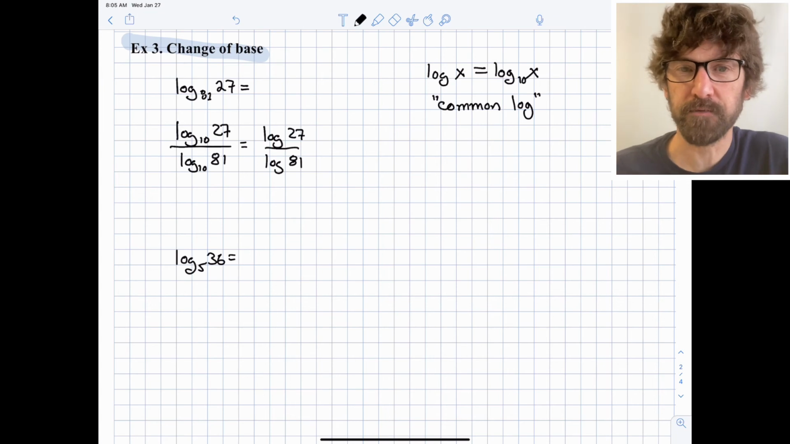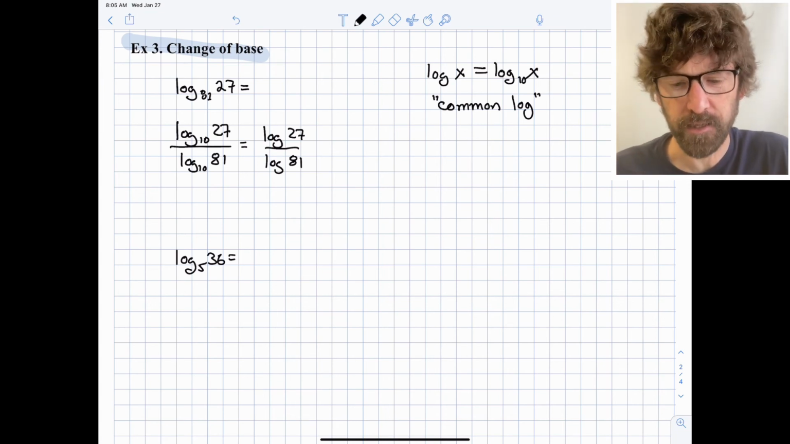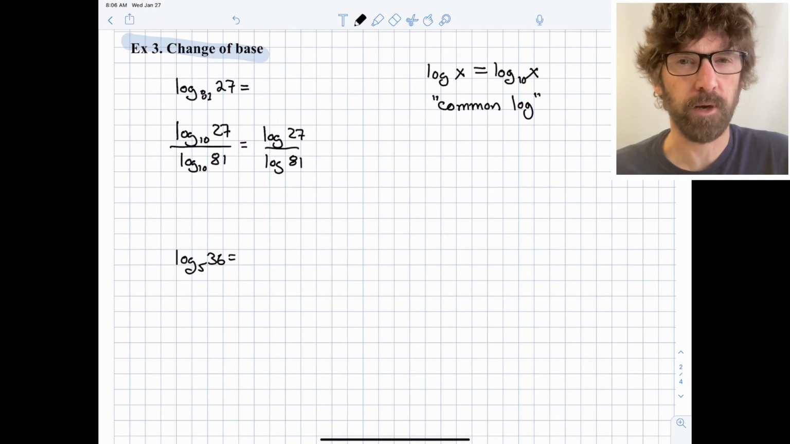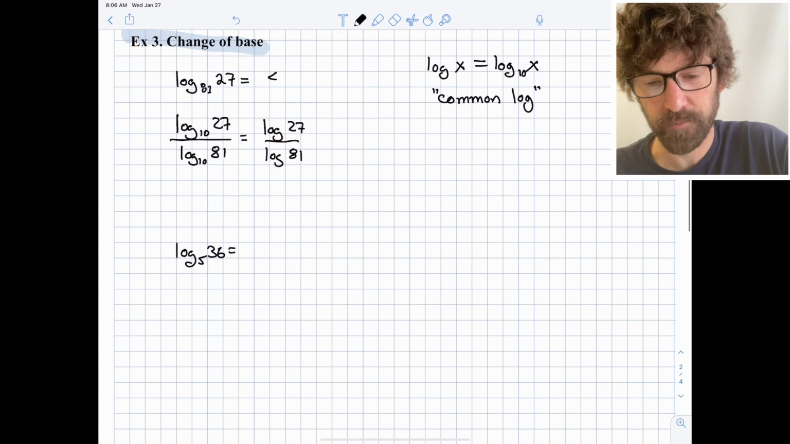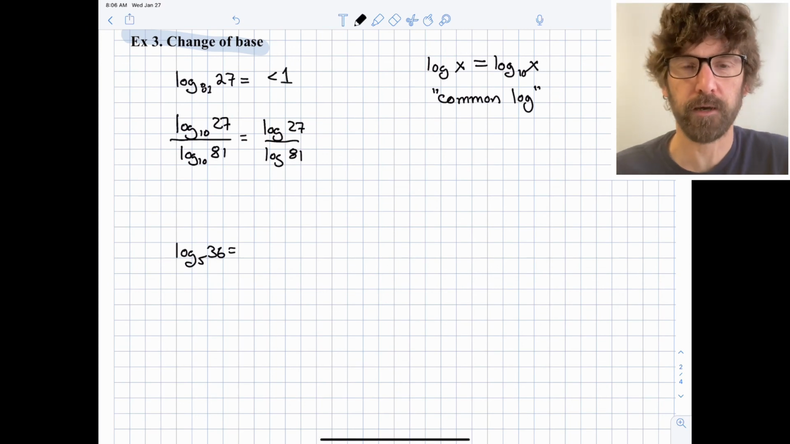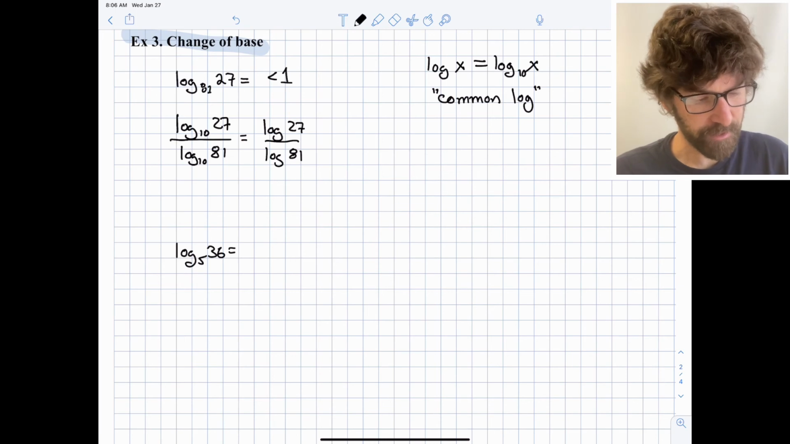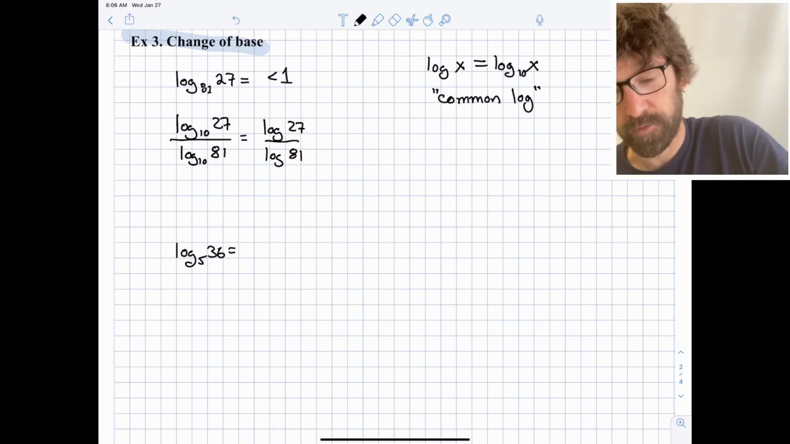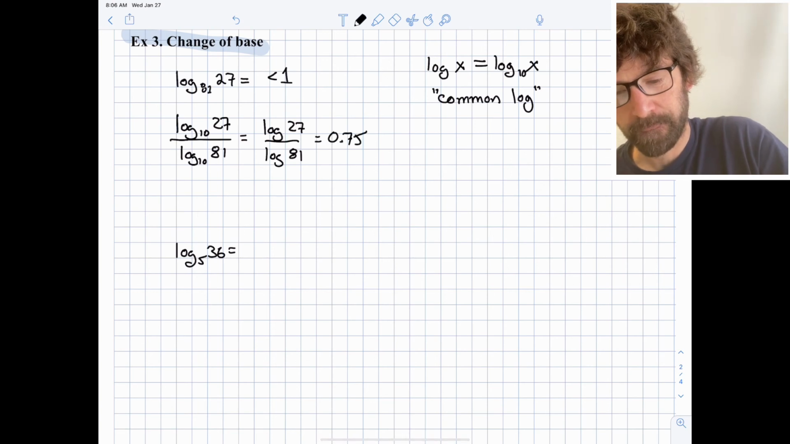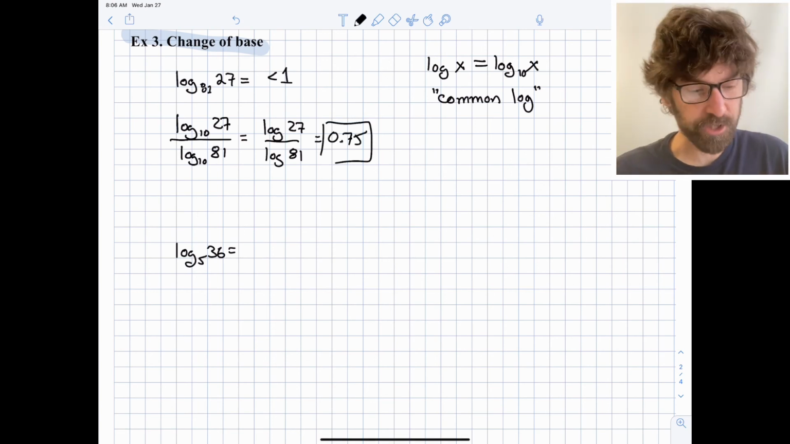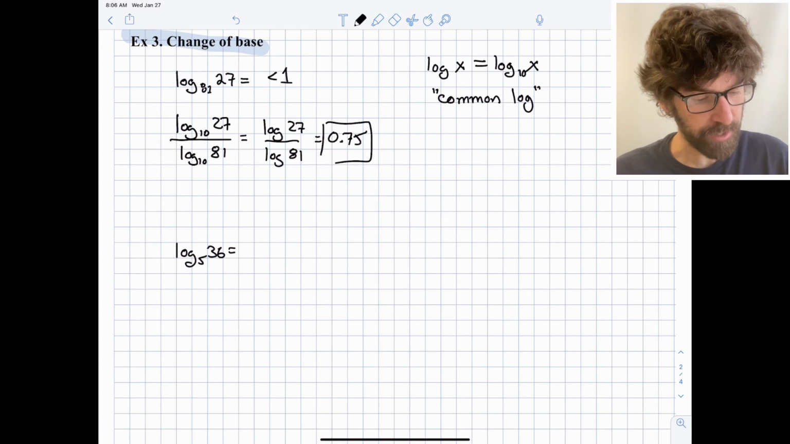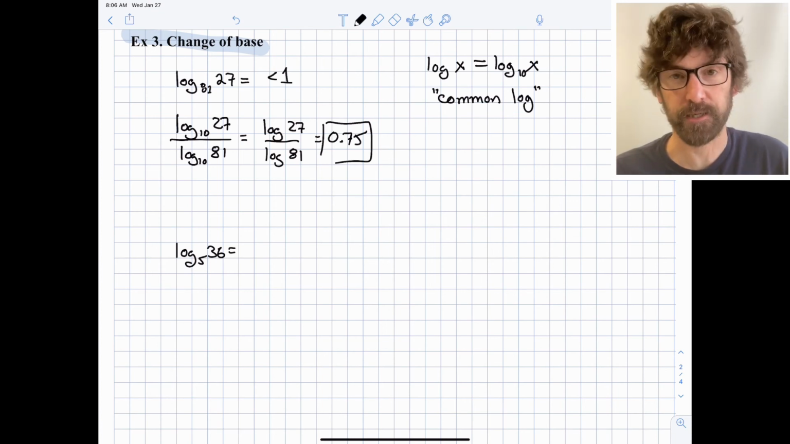By the way, it's useful to think about what the answer might be. Looking at the original problem, that really means 81 to what power is 27? And so I can tell I'm going to have a number less than 1. So hopefully we are going to get a number less than 1. Then we just go to our calculator and do 27 log divided by 81 log and I get a 0.75. We can always check that, and we can do 81 raised to the 0.75, and we do get a 27.